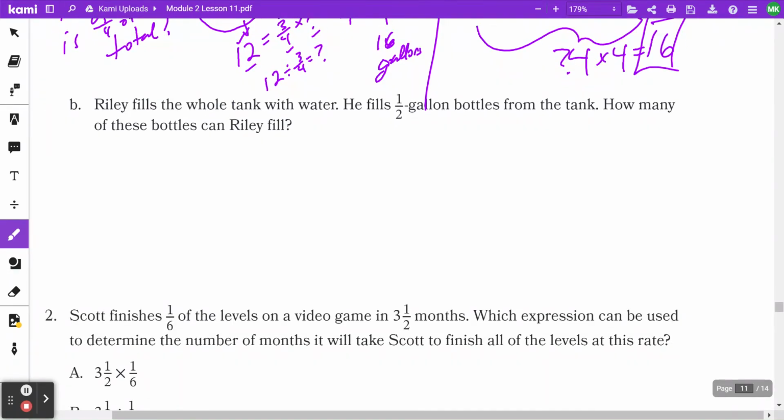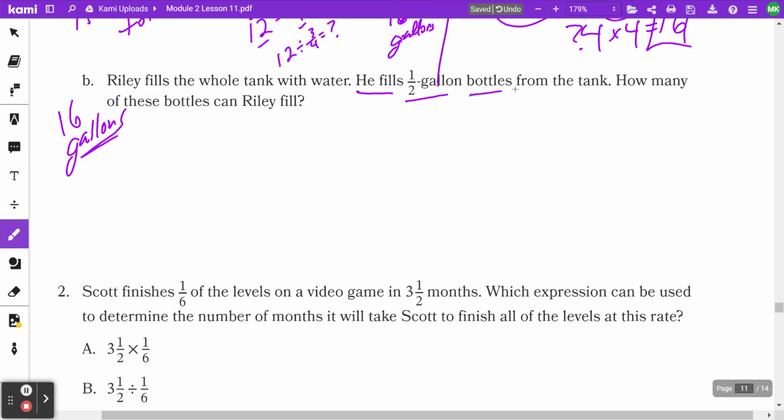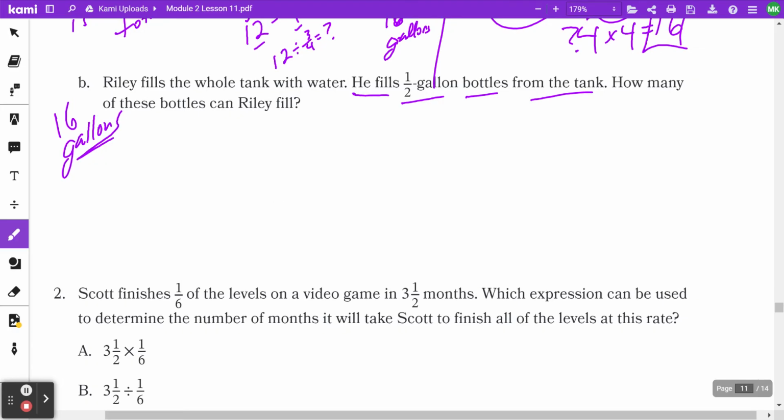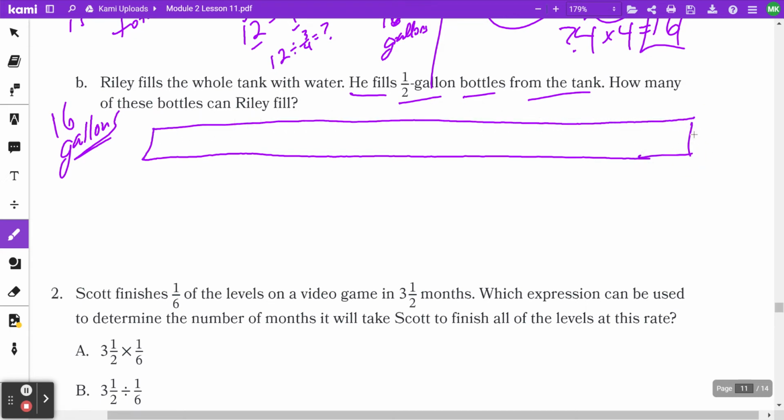Now, Riley fills the whole tank with water. So we know that's 16 gallons. We just figured that out. She fills the whole thing. Now, she fills half-gallon bottles from the tank. Now, this is a different kind of question. This is what I like to call a measurement question. This is more specifically a bracelet question. So we're going to take a certain amount of gallons, 16 gallons, going to go all the way across. We're really going to visualize this. And we're going to split it into 16 parts. Every part is a gallon.